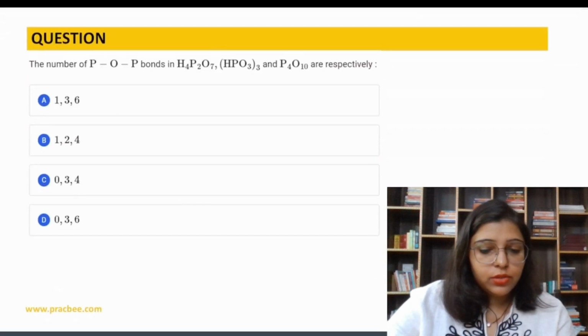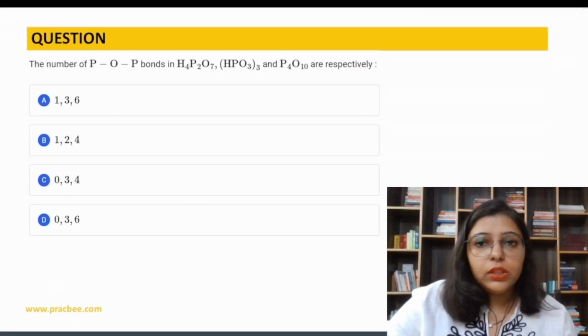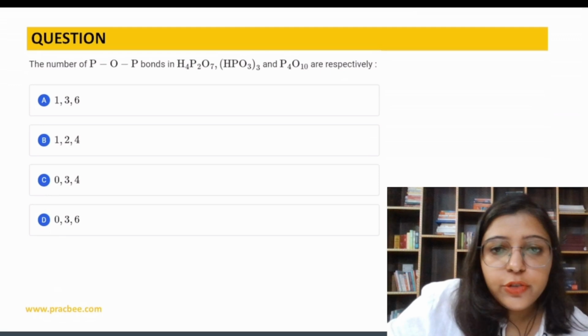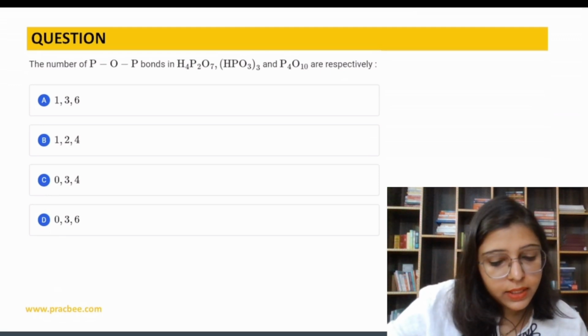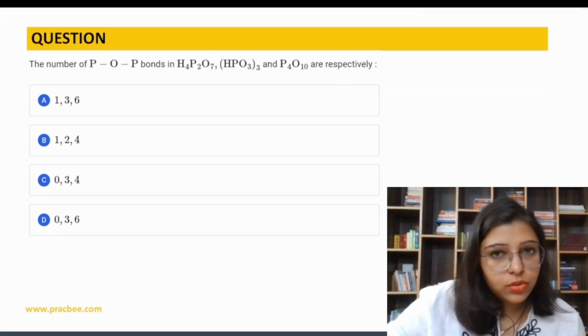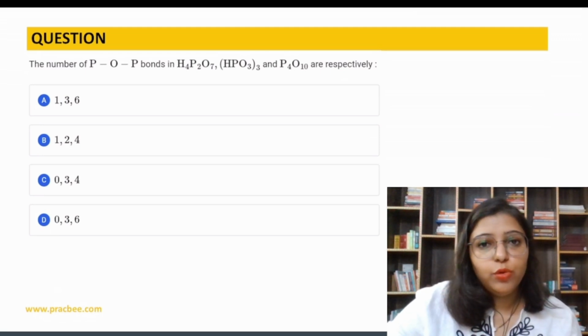Okay, now let's do the next question. The number of P-O-P bonds in H4P2O7, (HPO3)3 and P4O10 are respectively. So let's do this. Look, H4P2O7, right?